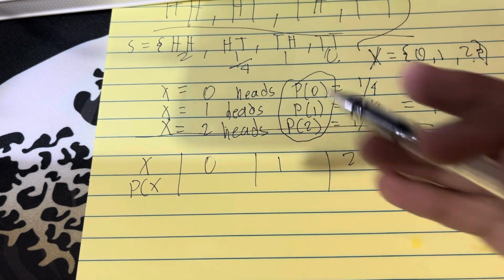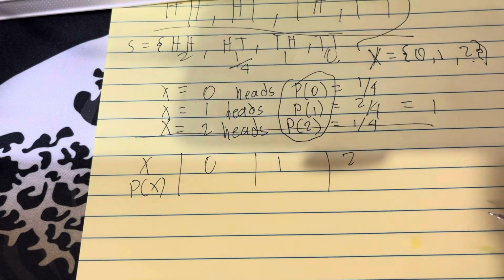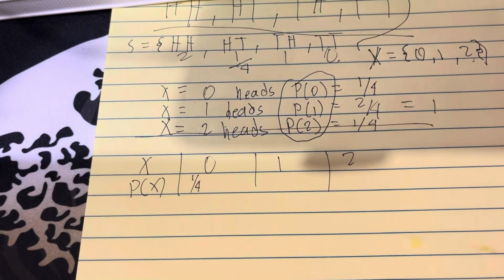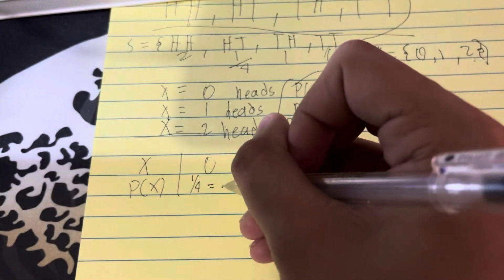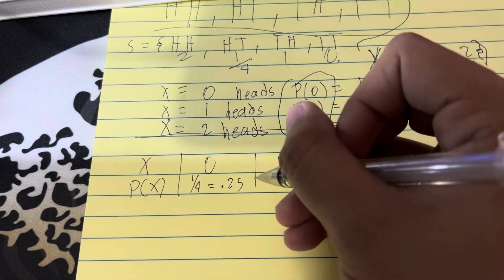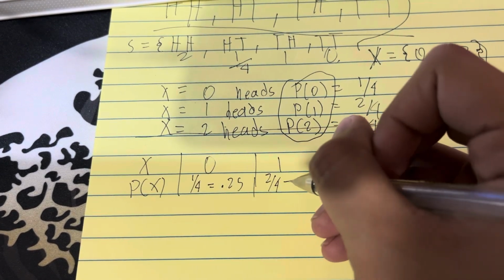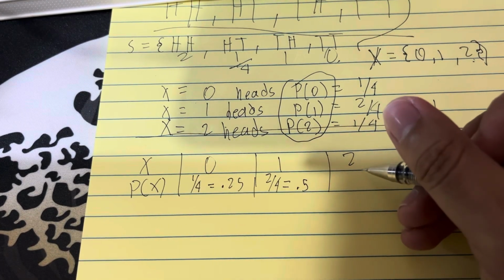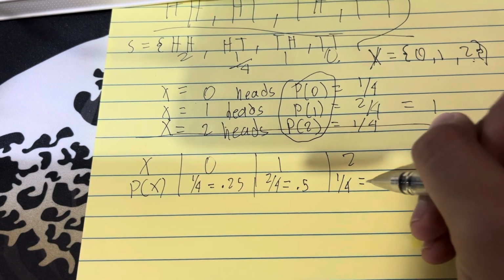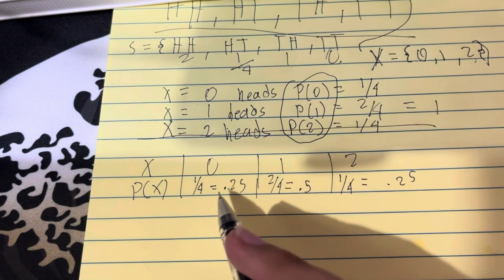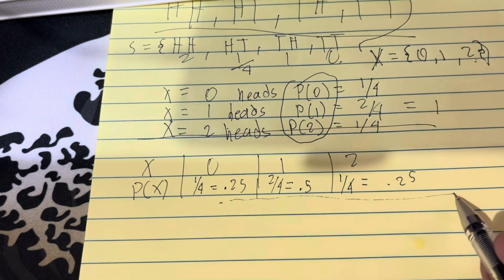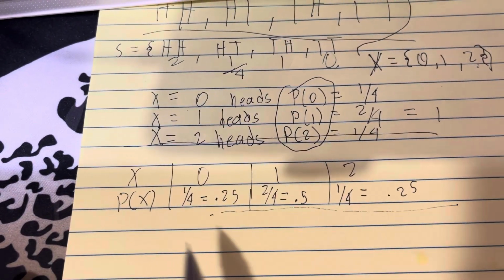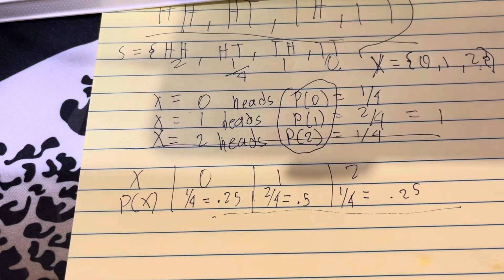So what is P of 0? P of 0 is 1/4, but let's turn that into a decimal. It's pretty easy. 1/4 is 0.25. And then this is 2/4, which is just 0.5. And then for 2, the same, 1/4 is equal to 0.25. Now, as you can see, if you add all of that, it adds to 1, right? Remember how to make this table because it's very important. It's one of the key lessons, actually.